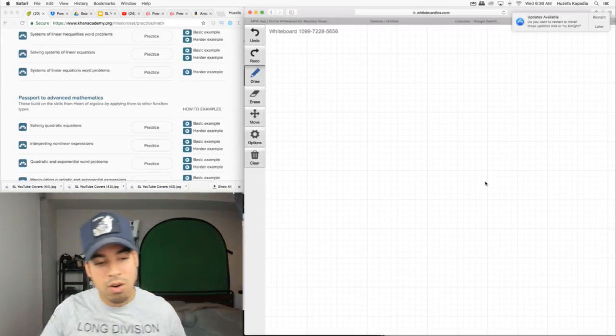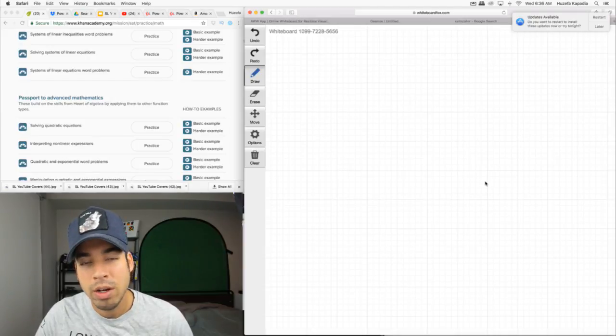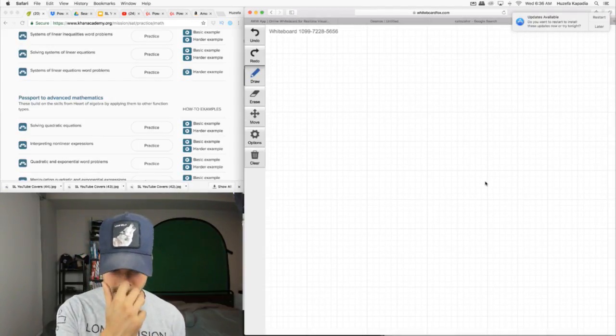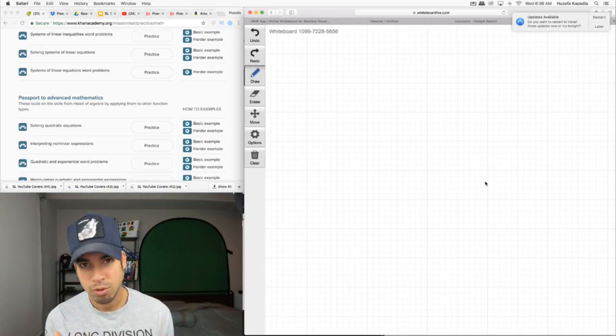Today we are working on quadratic equations, which is one of my favorite things to solve. I don't know why, but I just find them really fun to solve. So without further ado, let's do it.